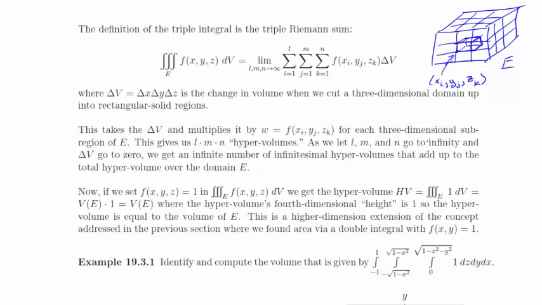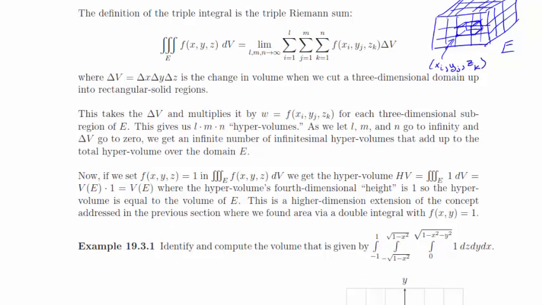So we do this for each three-dimensional subregion of E, and this gives us L times M times N hypervolumes. Each one of these gives us one of them, so if we do L in the x direction, M in the y direction, N in the z direction, then we have L times M times N hypervolumes. As we let L, M, and N go to infinity, delta V will go to 0 as we cut this up into more and more subsections. Then we get an infinite number of infinitesimally small hypervolumes that add up to the total hypervolume over the domain of capital E.